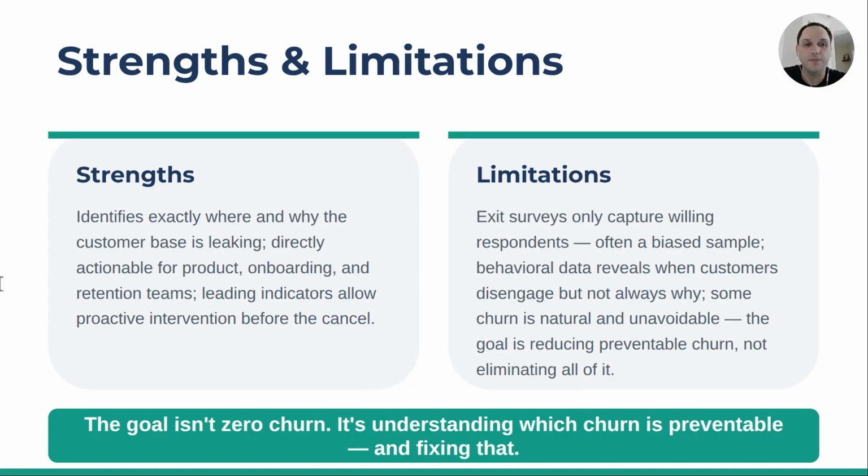The limitations: exit surveys only capture customers willing to respond, which tends to skew towards the most opinionated, very satisfied customers, or customers who have a specific grievance, or very dissatisfied ones. Behavioral data can tell you when someone disengaged, but not always the underlying reason. And some churn is simply natural and unavoidable. Life changes, budget cuts, people who were always going to try and leave. The goal isn't zero churn, it's identifying and fixing the preventable kind.